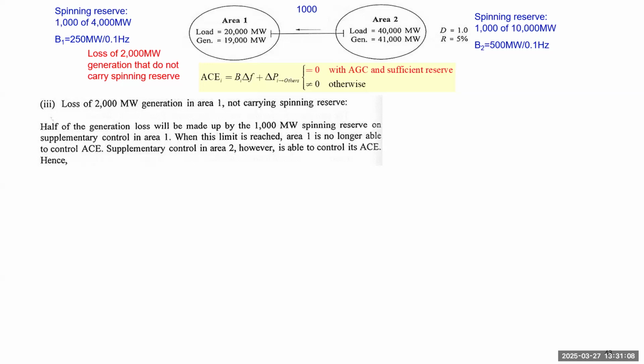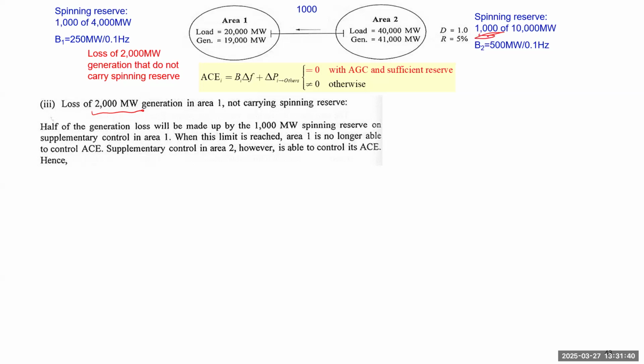Question 3. So now we lose 2,000 megawatt generation in area 1. And those generation are not carrying any spinning reserve. So this is easier. We don't have to estimate how much spinning reserve is left. It's simply just 1,000. But the question will be that 1,000 megawatt spinning reserve in area 1 is not enough to make up this 2,000 megawatt generation. But fortunately, we have another 1,000 megawatt spinning reserve from area 2.